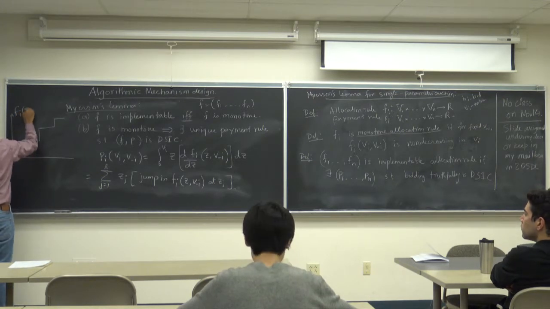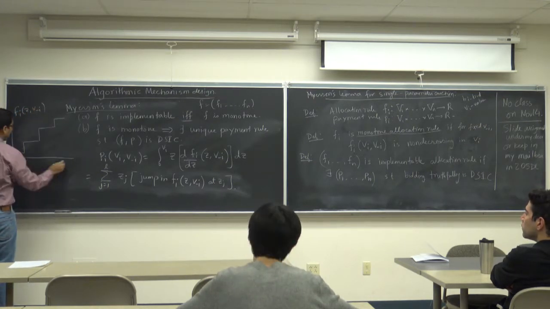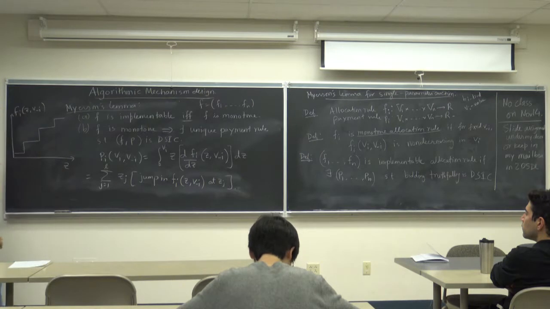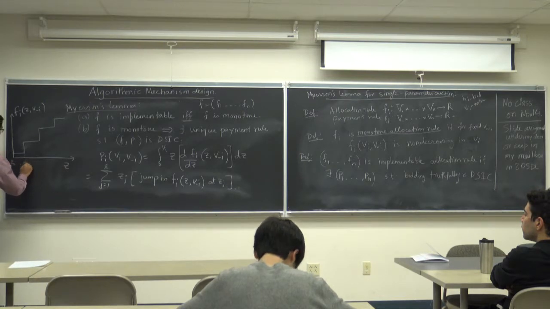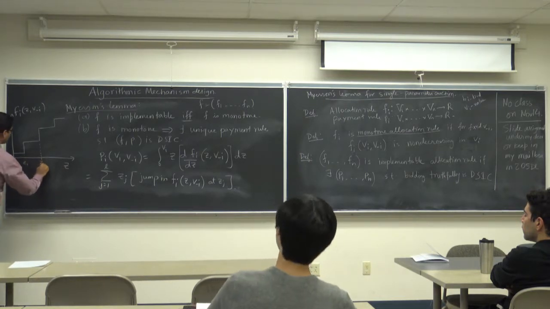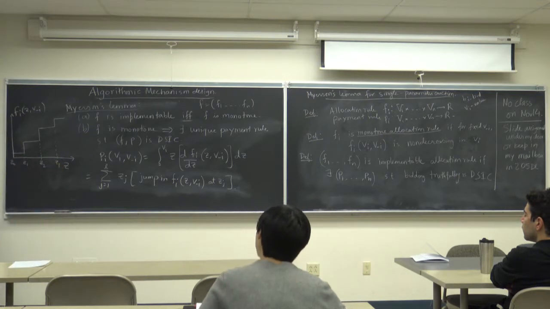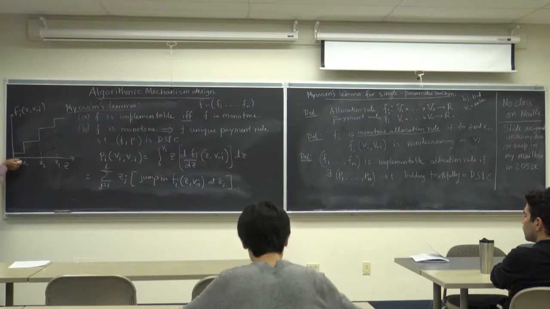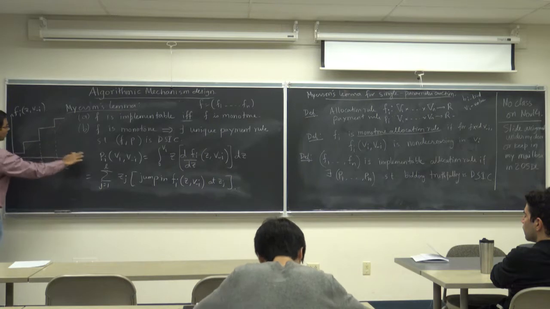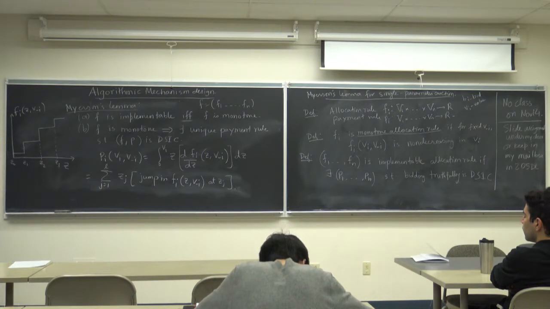So your allocation rule will probably look something like this. This is my FI of Z, V minus I, and this is my Z. So this is your Z0, this is your Z1, Z2, Z3. You multiply Z0 by this number, Z1 by this number, Z2 by this number, add it all up, and that should be your payment.